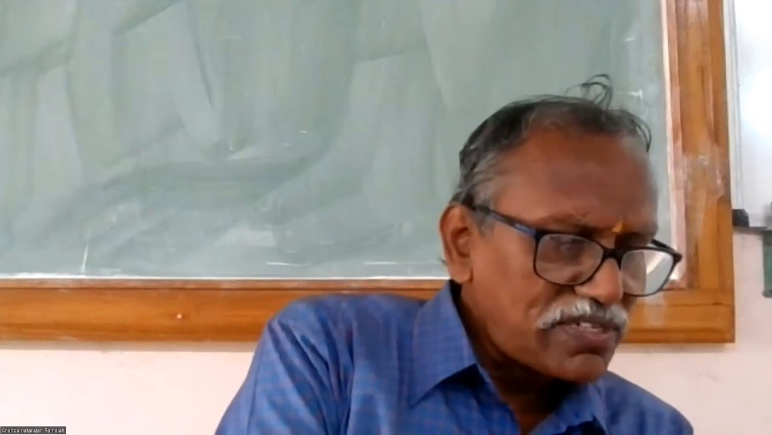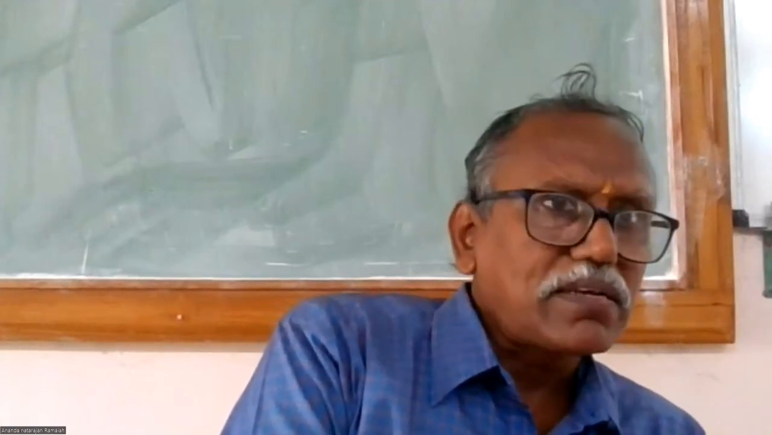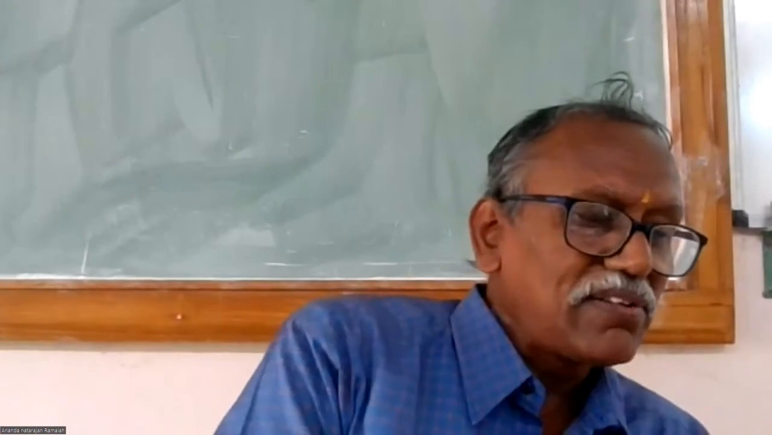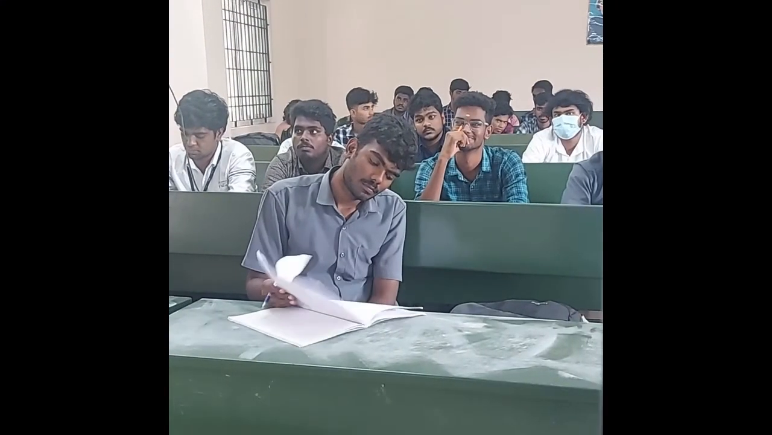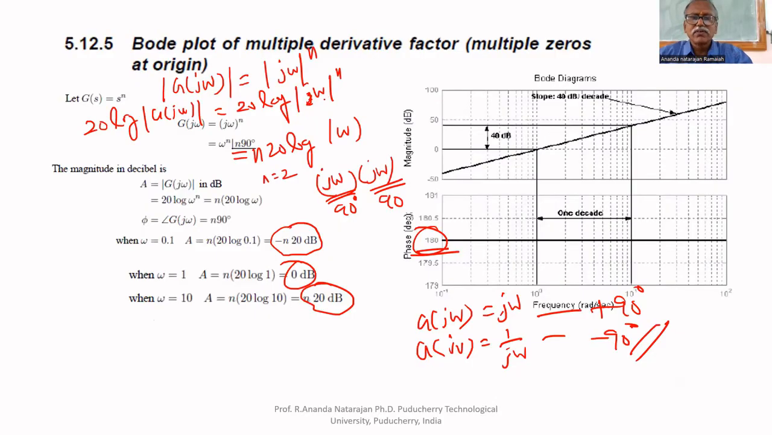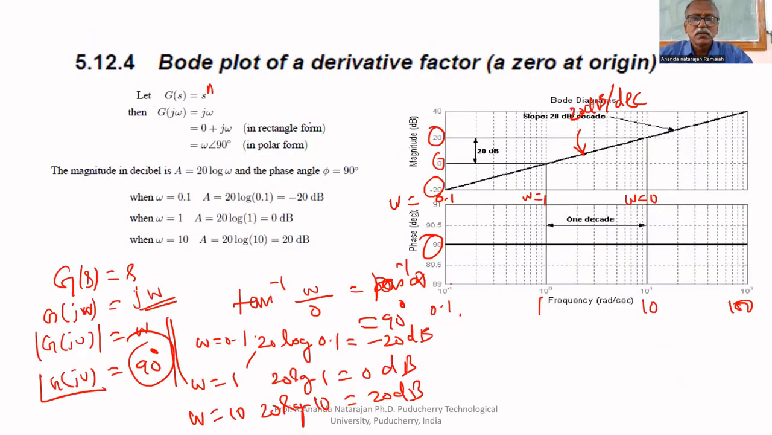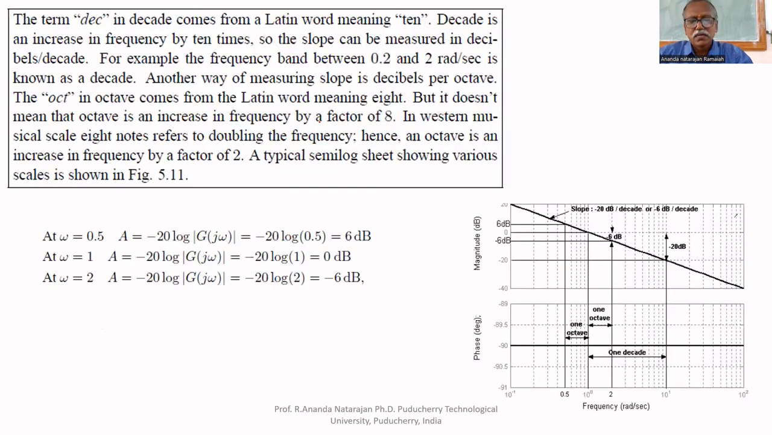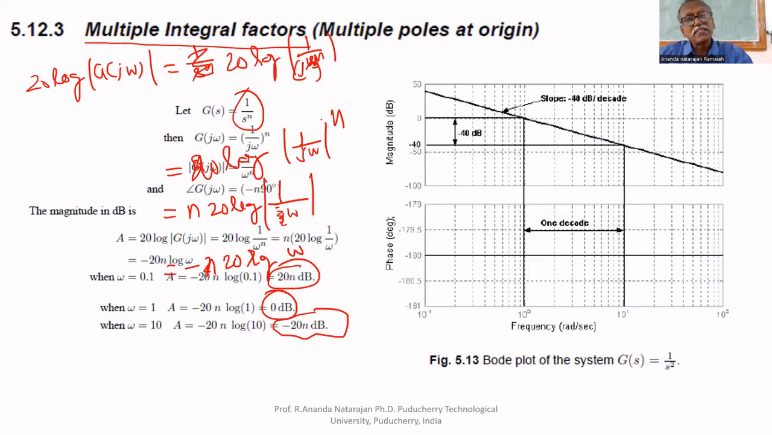We have seen construction rules for Bode plot. So far, only partially we have seen. Some more construction rules are there that we'll see today. So far, we have seen how to draw Bode plot for 1 by S, S in the numerator, and K.